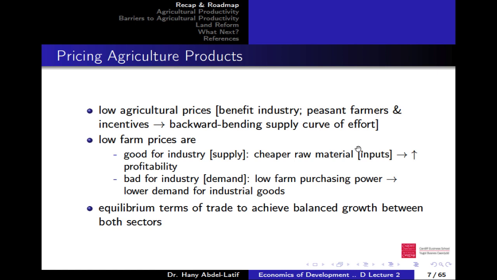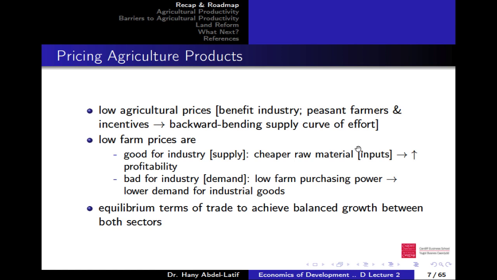We explained also that, yes, low farm prices could be good for industry from the supply side, because the industrial sector will have cheaper raw material, and that will increase profitability. That means more investment in the industrial sector. But on the other hand, low farm prices might not be good for industry from the demand side, because that means low purchasing power. Remember the agriculture sector also provides demand for industrial goods. So if there's low purchasing power in the agriculture sector, this demand might not be as high as it should be.